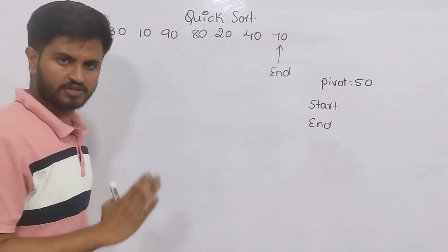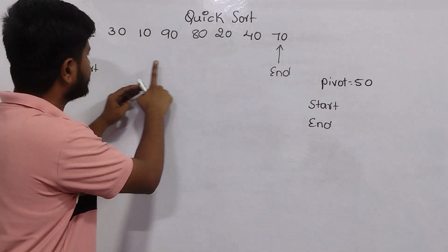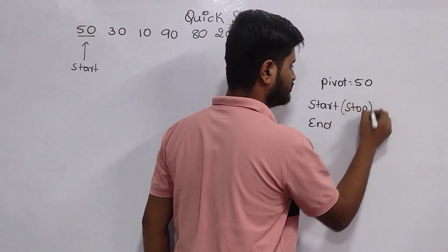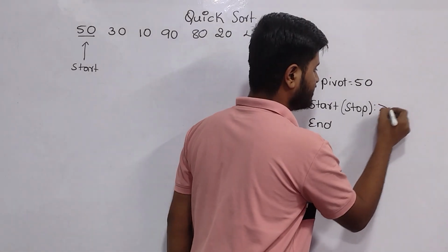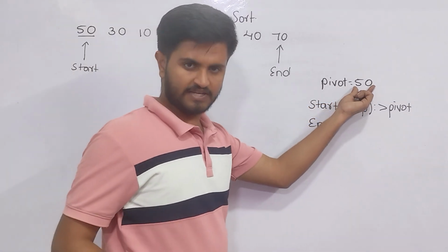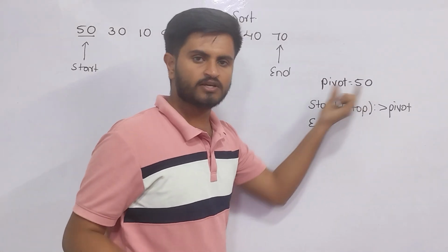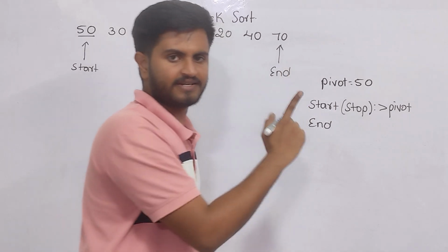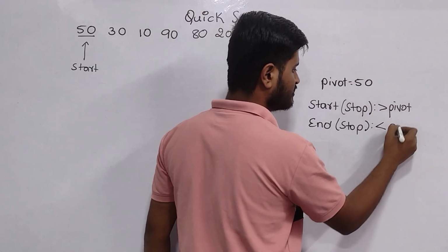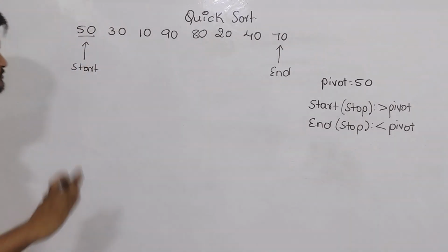When do you stop? If you move the start arrow towards the right side, you stop it when you get a value greater than the pivot value. That is, if you get a value greater than 50, you must stop the start arrow. To stop the end arrow, you must get a value which is less than the pivot. So let's start, one by one.